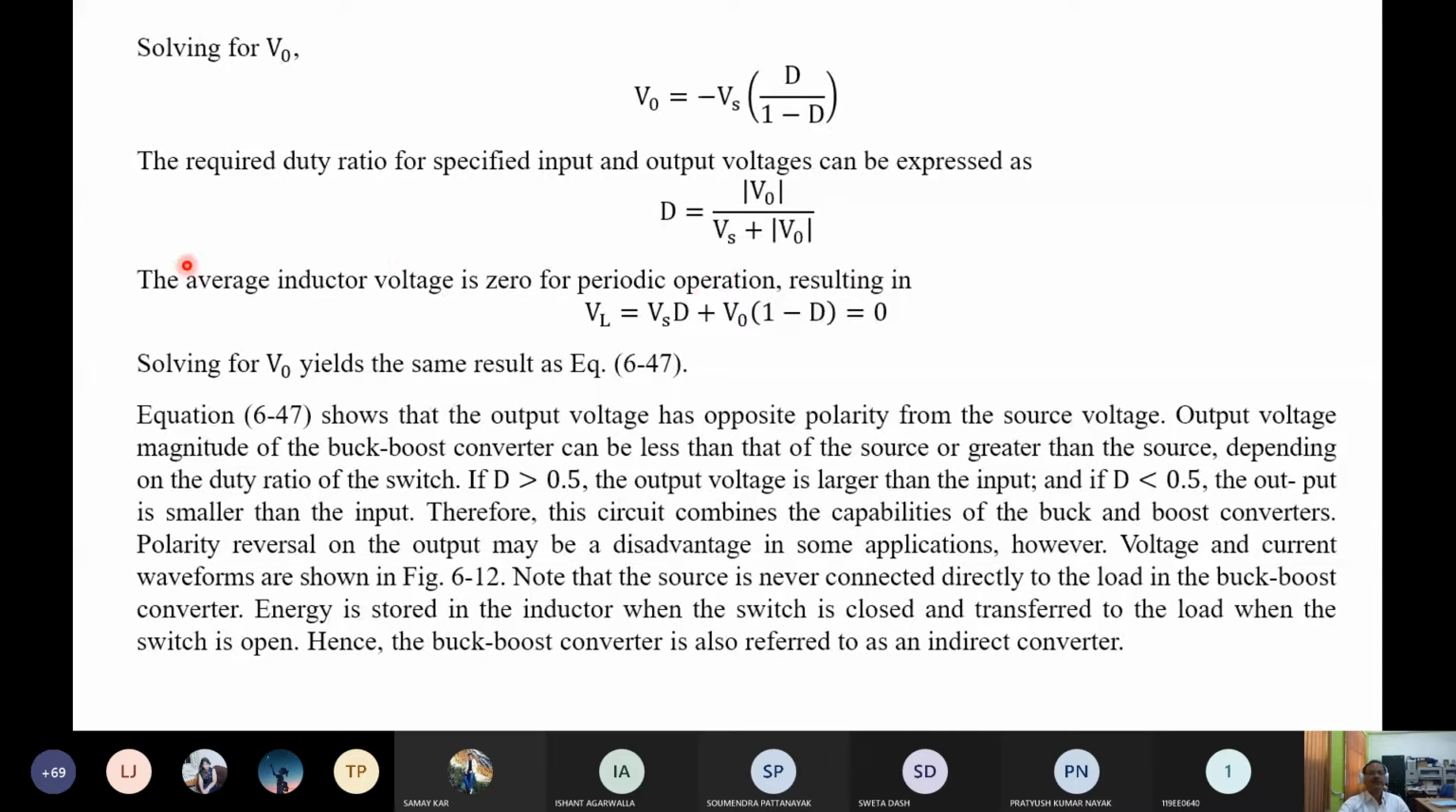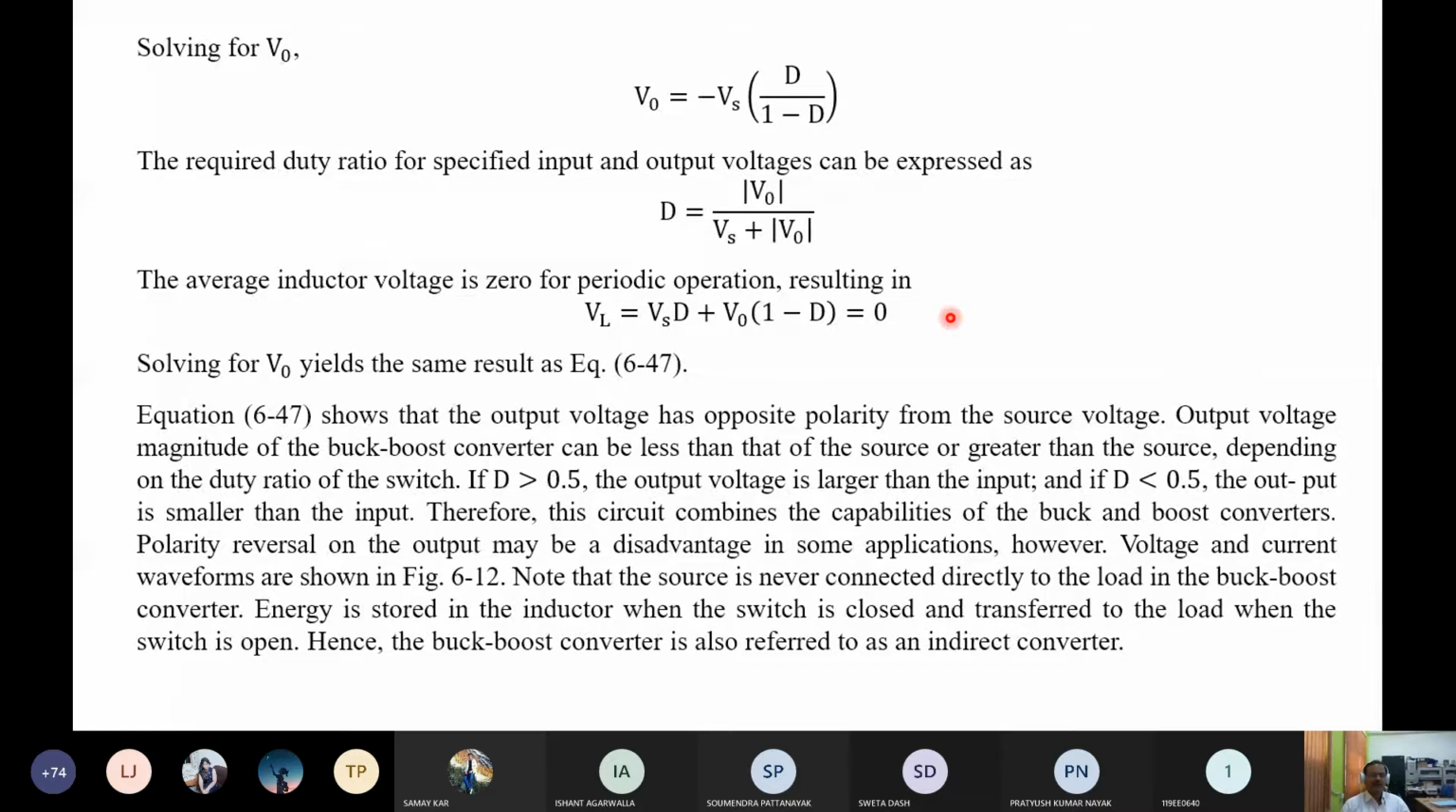Another way of deriving this equation is that the average inductor voltage is 0 for periodic operation, resulting in VL equal to Vs D plus V0 (1 minus D) equal to 0. So this equation shows that the output voltage has opposite polarity from the source voltage. The output voltage magnitude of the buck-boost converter can be less than that of the source or greater than the source, depending on the duty ratio of the switch.